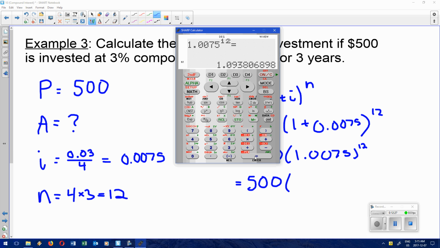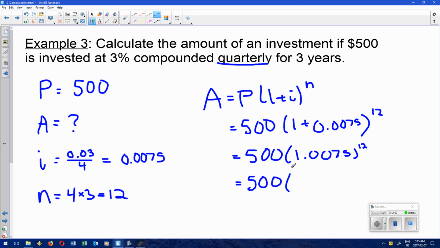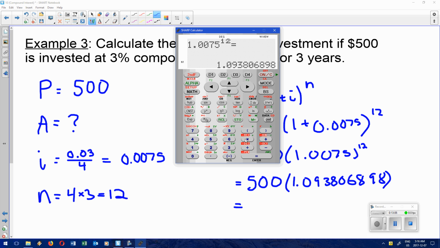Exponent of 12. Okay, so again, there's a lot of numbers there, and we'll try to keep a whole bunch of them for intermediate calculations. So that is 1.0938. Okay, and yeah, I can hear some of you groaning, but yes, you really should leave all those decimal places there until the end. Okay, our last step is to multiply that by 500. So I'll take that number and multiply by 500.